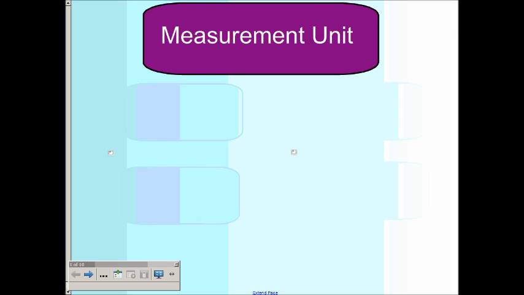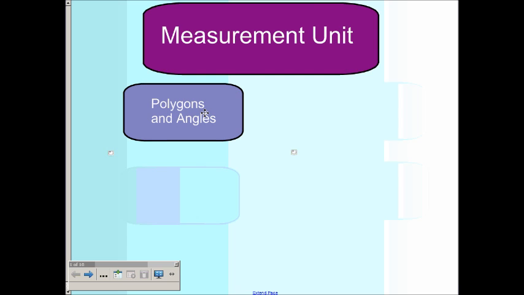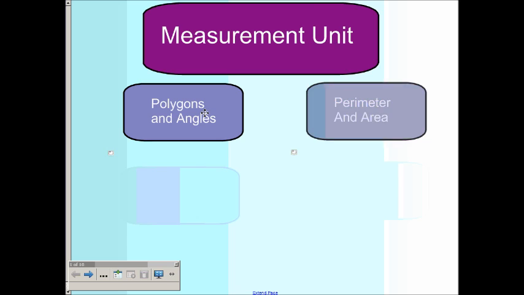Today we're going to be continuing our discussion on the unit of measurement. Yesterday we talked about polygons and angles and the different properties that existed with those. And today we're going to be talking about the perimeter and area of two-dimensional figures.